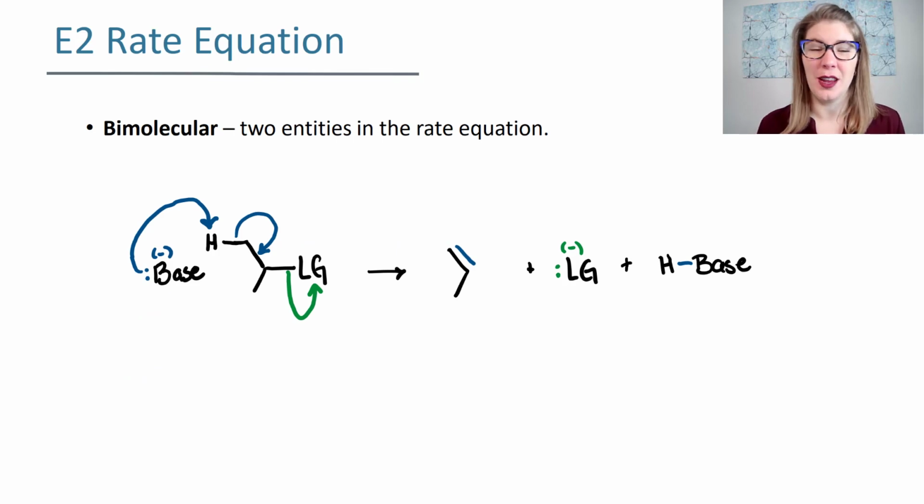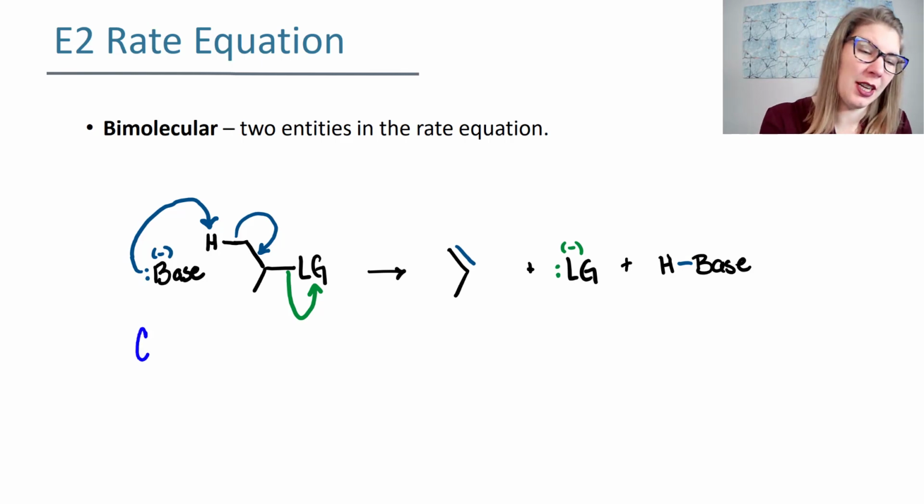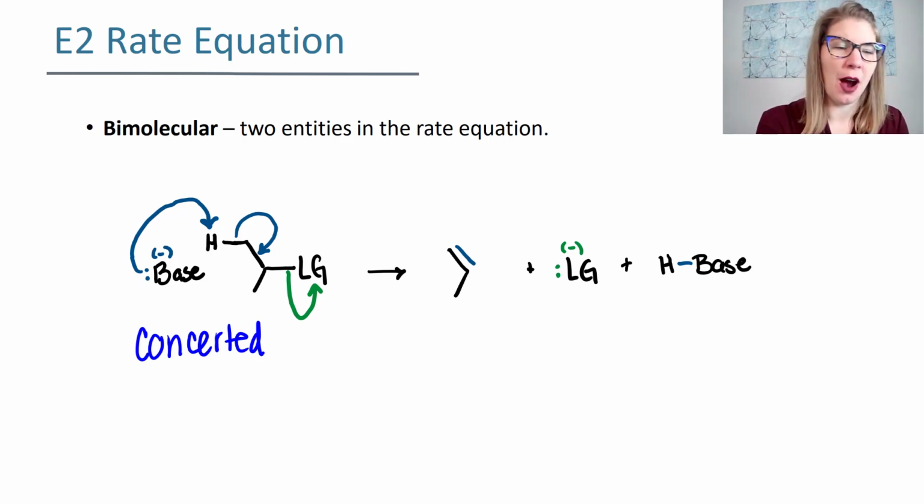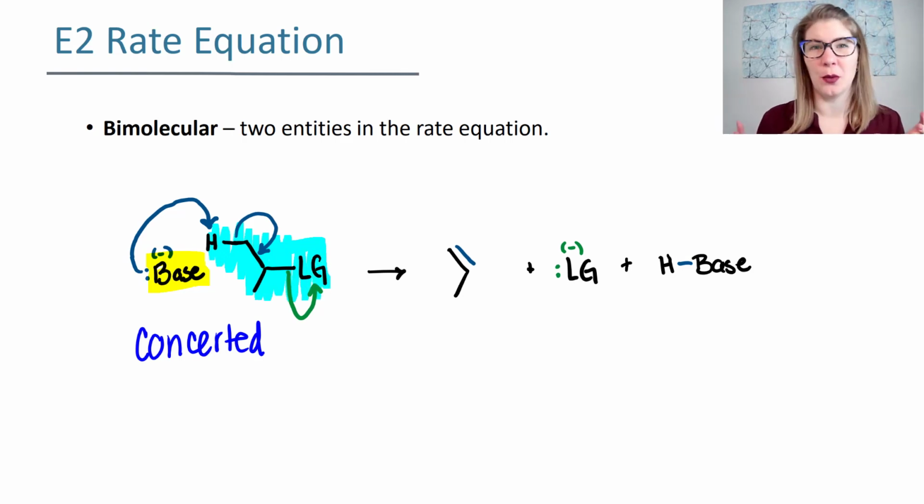When we consider the rate equation for an E2 reaction, because this is a concerted reaction where all the bonds are breaking and forming at the same time, both of the mechanistic patterns of your base subtracting a proton and your leaving group leaving are happening at once. That means that our base and also our substrate are involved in the rate equation. You need both of them.